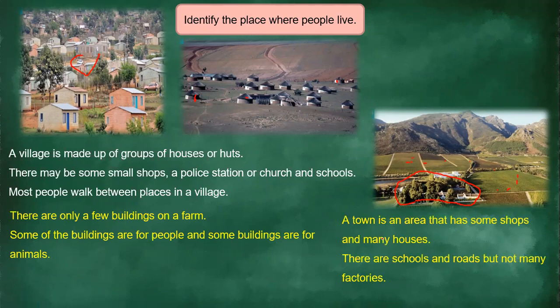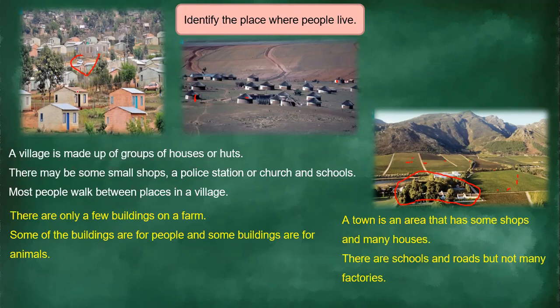Let's move. Okay. This picture portrays a town. Thank you, Michaela. A town is an area that has some shops and many houses. It has few shops and it has many houses. As you can see, these RDP houses, there are so many. There are schools, roads, but not many factories. Here it's a place where people live. There are no bigger shops such as ShopRite. You cannot find it here. There are no factories where people will say, I'm working there.